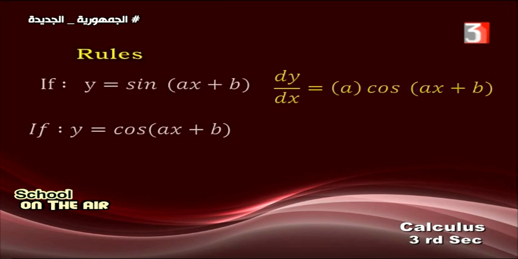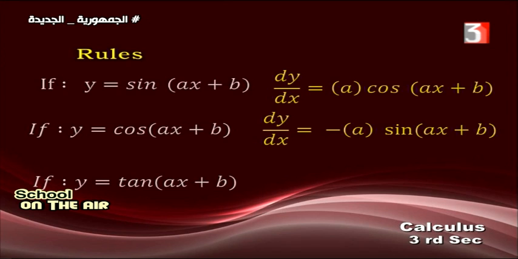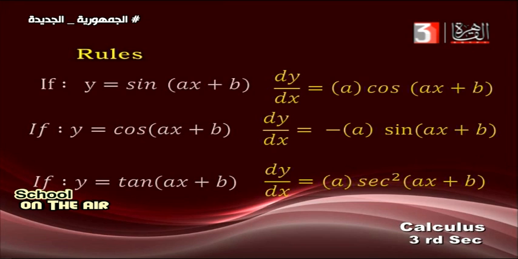And if y equals cosine ax plus b, then dy dx equals negative a multiply sine ax plus b. And if y equals tan ax plus b, then dy dx equals derivative of tan ax plus b equals sec to the power 2 ax plus b, and the derivative of the angle ax plus b equals a.